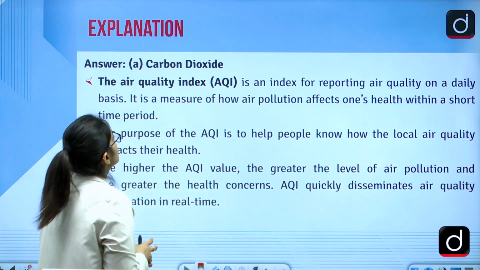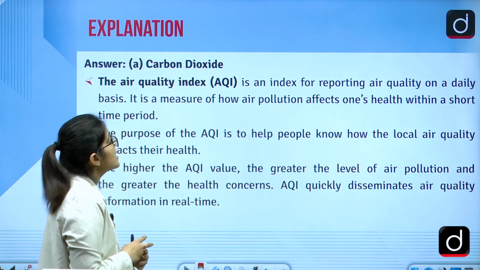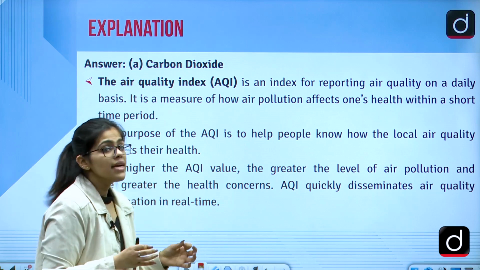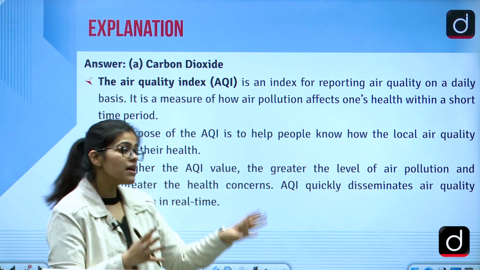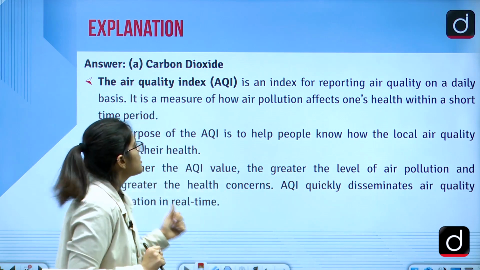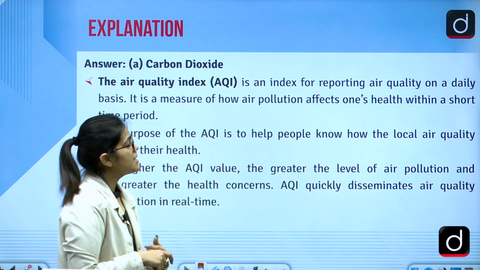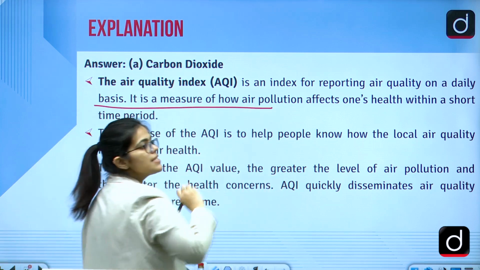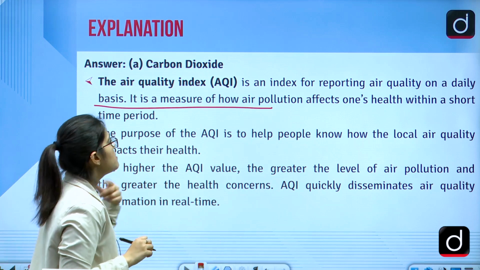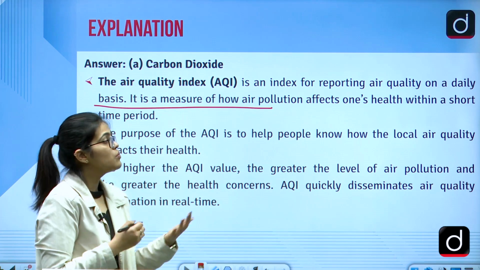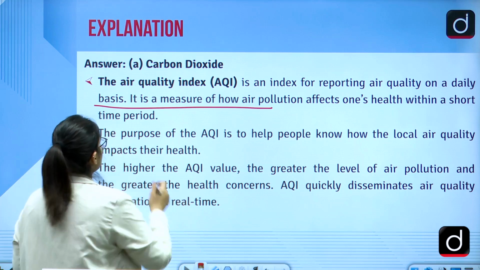The air quality index, that is the AQI, is an index for reporting and seeing that yes, the air is in a very bad state, right? So this is a reporting index, which says whether the air quality on a daily basis is deteriorating or is healthy. On a daily basis, we measure it. It measures how air pollution affects one's health within a short period of time.